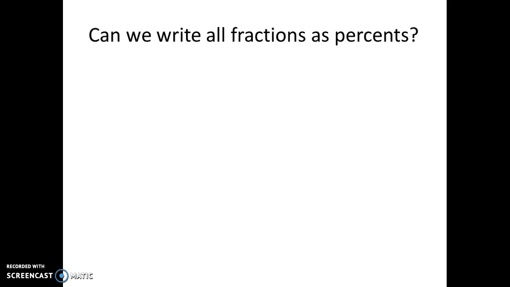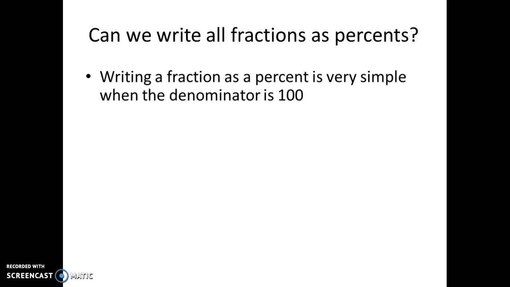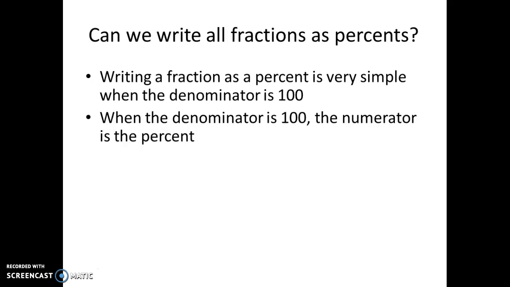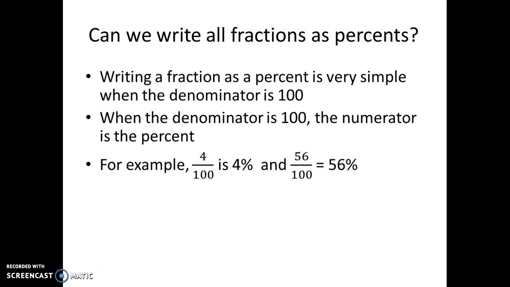Now, can we write all fractions as percents? Writing a fraction as a percent is very simple when the denominator is 100. When the denominator is 100, the numerator is the percent. So for example, 4 hundredths: since the denominator is 100, we take our numerator of 4, and that's going to be our percent. So 4 hundredths is 4%. Similarly, we have 56 hundredths. Since our denominator is 100, our numerator is just going to be our percent. So 56 hundredths equals 56%.